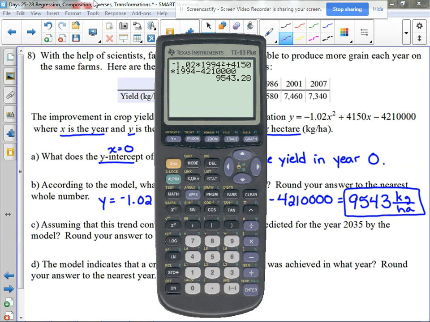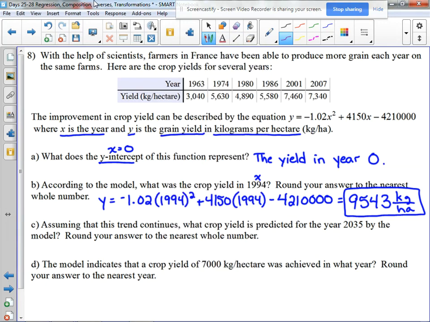Okay, cool. I typed everything in right. Now, the reason why I'm asking myself, did I type that in right? Because 1994, that fits in the data that they gave us, right? 1994 is between 1986 and 2001. And in 2007, the data that they give us, it's just over 7,000. We don't get to 9,000.